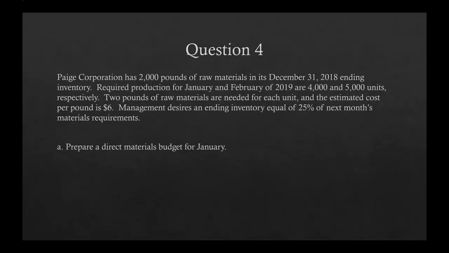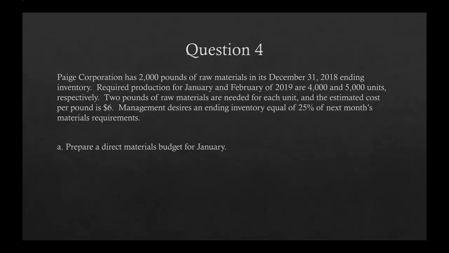Page Corporation has 2,000 pounds of raw materials in its December 31st, 2018 ending inventory. Required production for January and February of 2019 are 4,000 and 5,000 units respectively. 2 pounds of raw materials are needed for each unit, and the estimated cost per pound is $6. Management desires an ending inventory equal to 25% of next month's materials requirements.